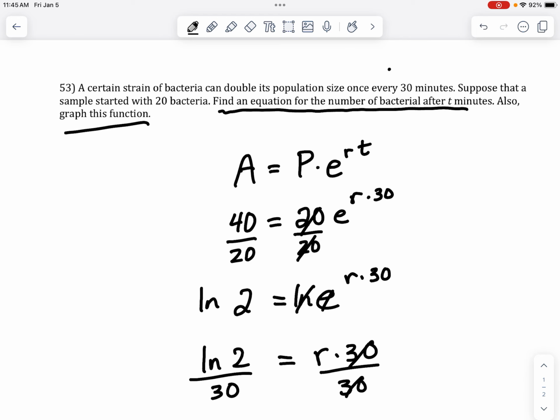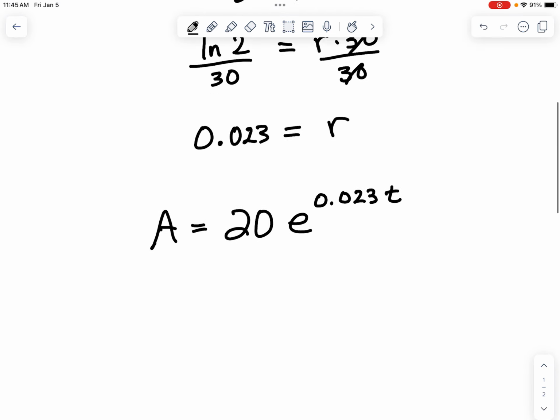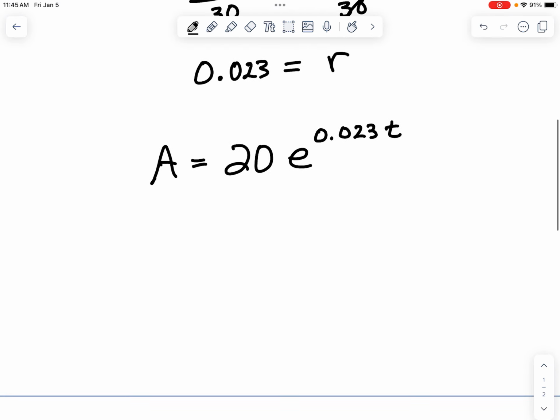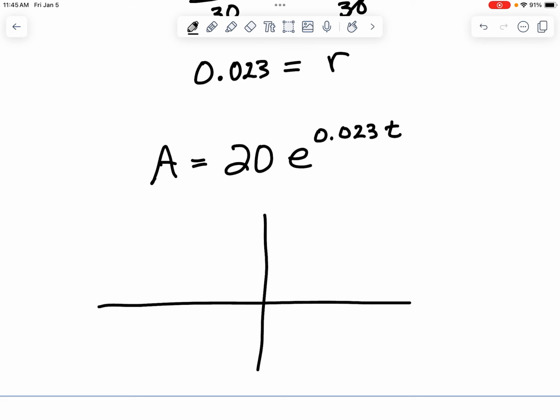Also, graph this function. So basically, I could use the graphing calculator, but I also know that it's going to start with 20 bacteria. So that is when T equals 0, when no time has passed. And then it's going to grow exponentially like this. Now, if I use the graphing calculator, it's going to show me this part as well. That part right there is actually if we went backwards in time. And since we can't usually do that, then this would be the graph.